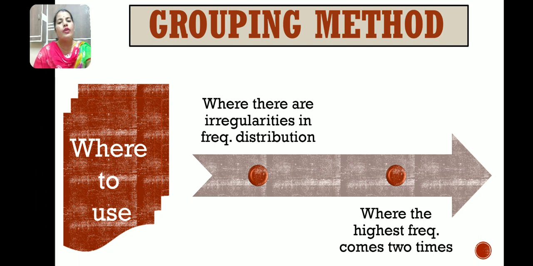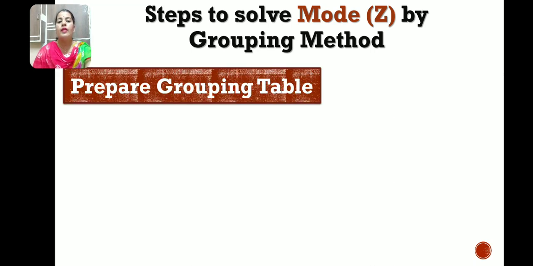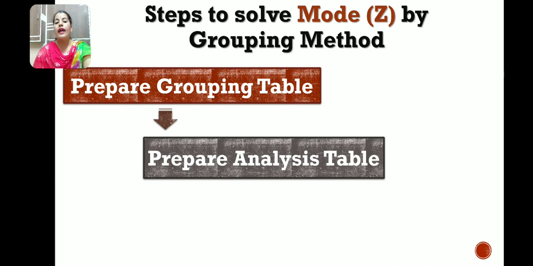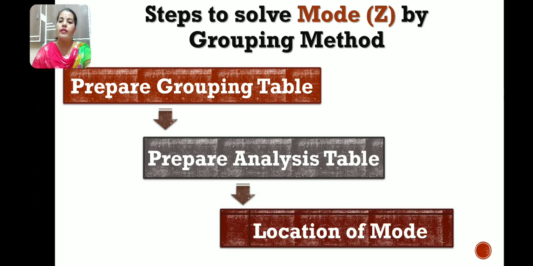Now if you use the grouping method, we have some steps. Steps to solve for mode or Z by the grouping method. Number one, preparation of the grouping table. You have to prepare a grouping table here. Then second, prepare the analysis table. Two tables will be made in this method, and then you can find the mode.